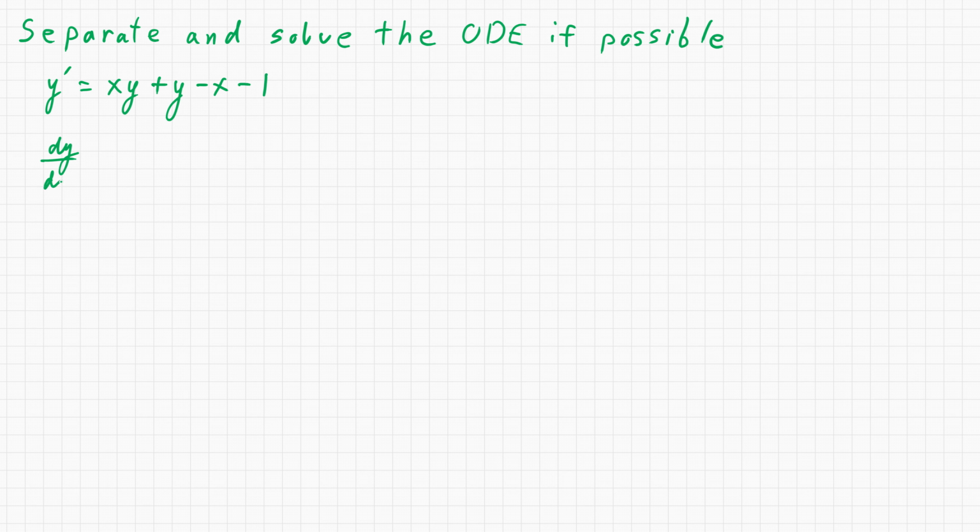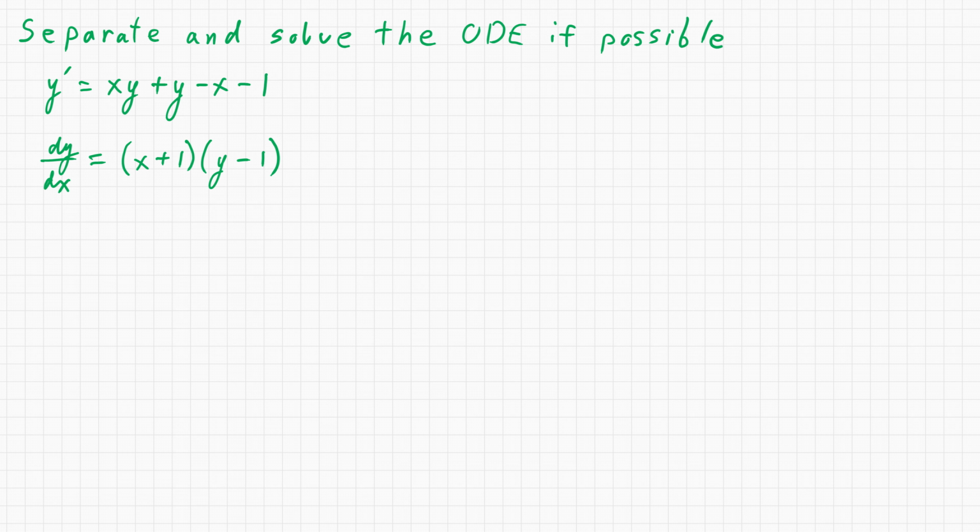So here, we're going to split the y prime into dy dx. In this one, you can actually factor this. So what you can factor this into is x plus 1 and y minus 1.